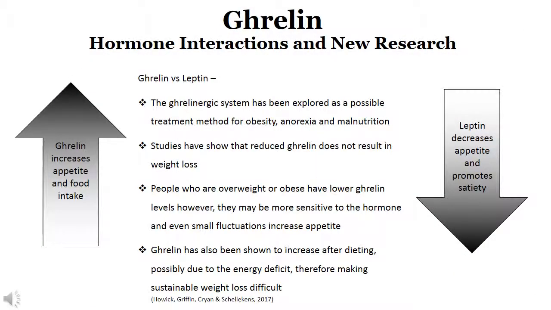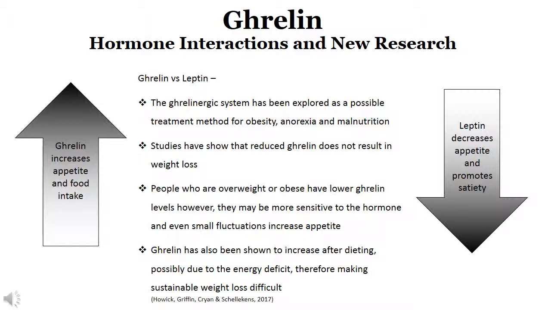Now let's look at the interaction between ghrelin and leptin, leptin being the hormone that tells us we're full. Over the years, the ghrelinergic system has received much attention in an attempt to treat obesity and overweight by reducing appetite, or increasing appetite in people with anorexia or malnutrition. However, results have been inconsistent, and ghrelin has not been shown to directly cause obesity.